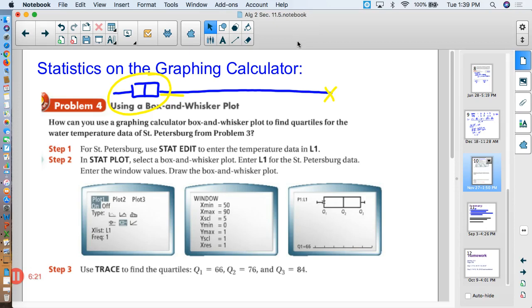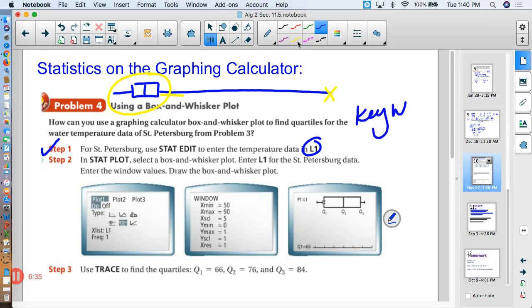So that's why I had you put them both in at once. All right. So step 1 is to go into that stat edit screen and enter your data. We put St. Petersburg in list 1, right? And we put Key West in list 2.